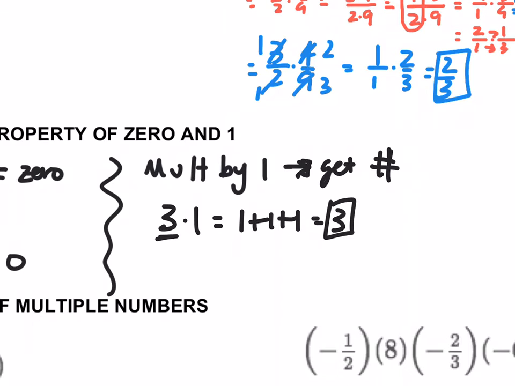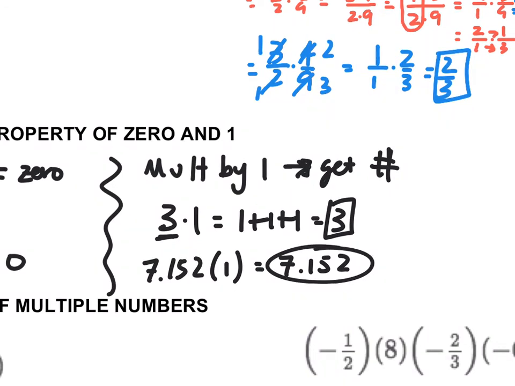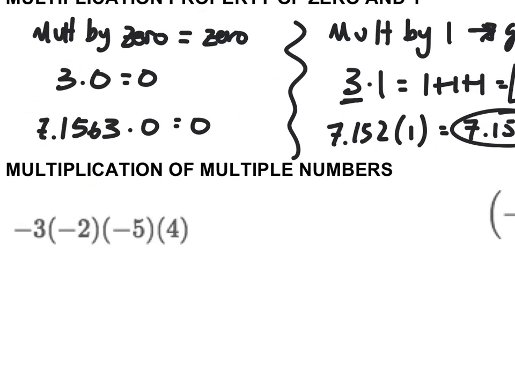If I take 7.152 and multiply it by 1, then that's just going to give me 7.152, and that's it. So it's important we know that. You probably already knew that, but I just wanted to reiterate, make sure it's in the notes.